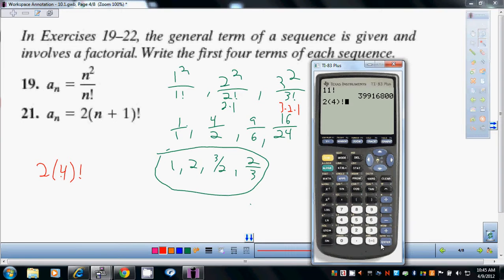Let's see. Now, if it's 48, we know you just do it straight across. No, you do the factorial first. And you do. Factorial trumps multiplication in the order of operations. Good job. Good question.